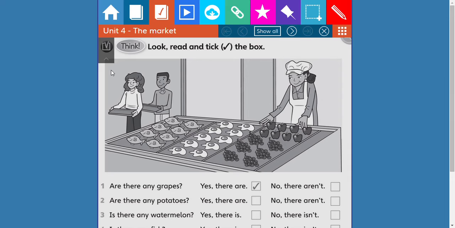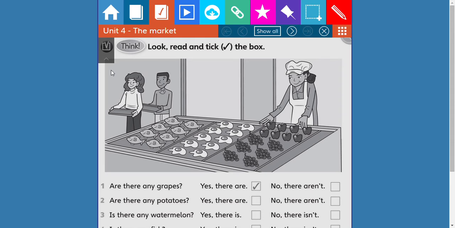Now look at the table here. In this table we have grapes, eggs, apples, and fish. Now here we have questions, yes or no questions. Now let's ask and answer about the food. Now let's question number 1.